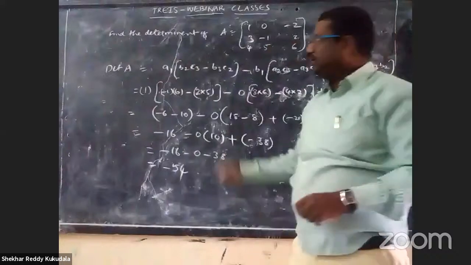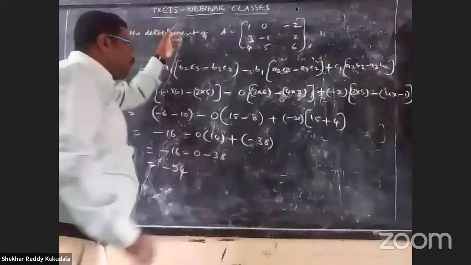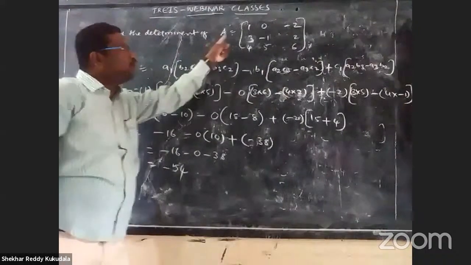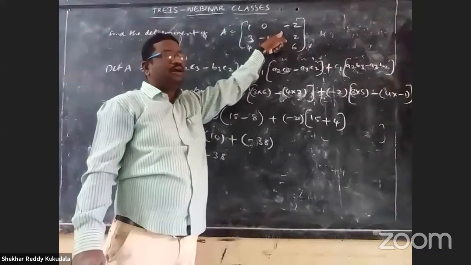So remember that this is the determinant. Either use the direct formula, or find the three cofactors, multiply them with the elements and add.